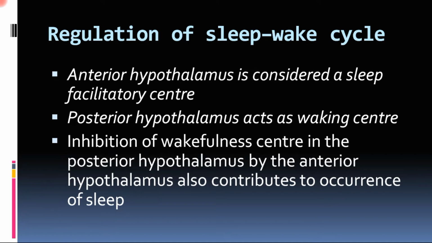When sleep has to occur, the sleep center, that is the anterior hypothalamus, will inhibit the activity of the waking center and thus cause sleep. So inhibition of the wakefulness center in the posterior hypothalamus by the anterior hypothalamus, which is the sleep facilitatory center, contributes to the occurrence of sleep. So that is the mechanism of how sleep occurs by the role of the hypothalamus. There are various other factors involved in the initiation and maintenance of sleep. So this is just a brief idea on how the hypothalamus contributes to the sleep wake cycle.